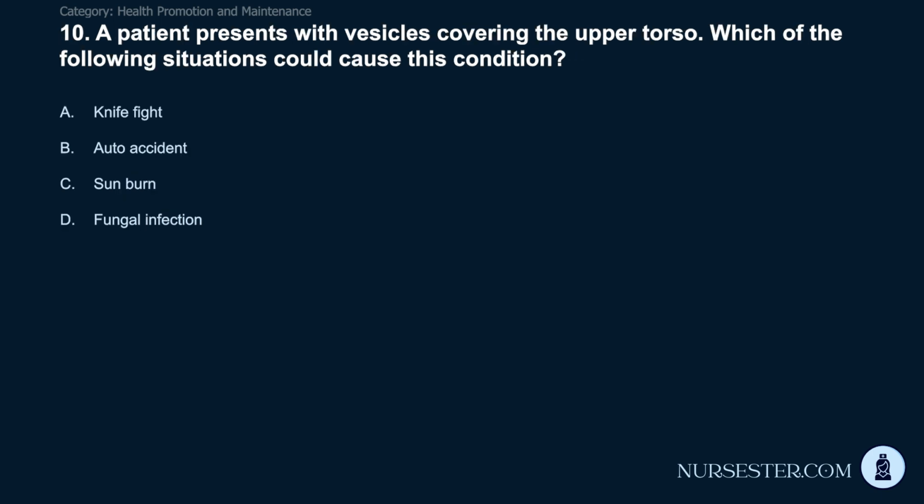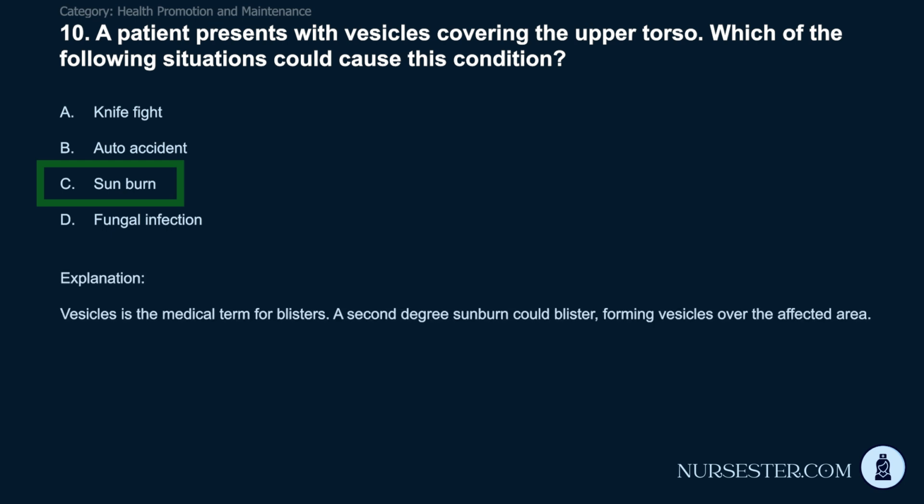10. A patient presents with vesicles covering the upper torso. Which of the following situations could cause this condition? A. Knife fight. B. Auto accident. C. Sunburn. D. Fungal infection. Correct answer, C. Sunburn. Vesicles is the medical term for blisters. A second-degree sunburn could blister, forming vesicles over the affected area.